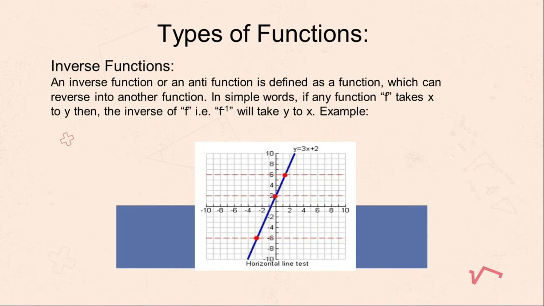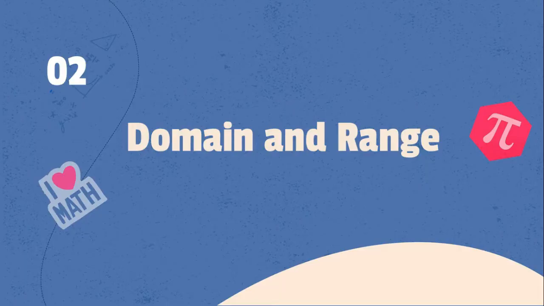Inverse function. An inverse function or an anti-function is defined as a function which can reverse another function. In simple words, if any function f takes x to y, then the inverse of f will take y to x. Examples. Second is domain and range.